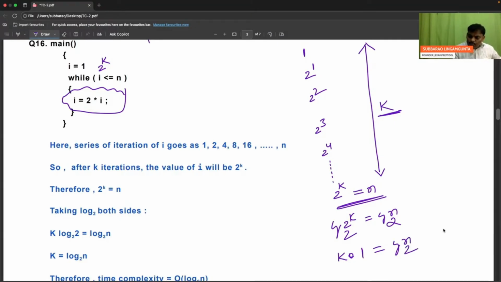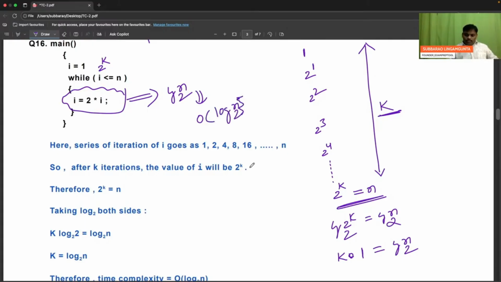Remember, this loop is repeating log n base 2 times. You repeated it k times, which is log n. So the time complexity became big O of log n base 2.